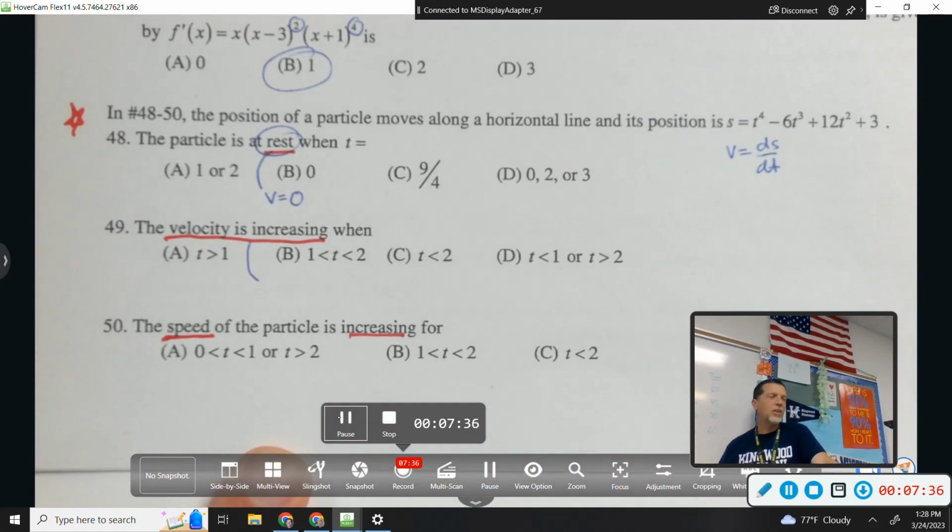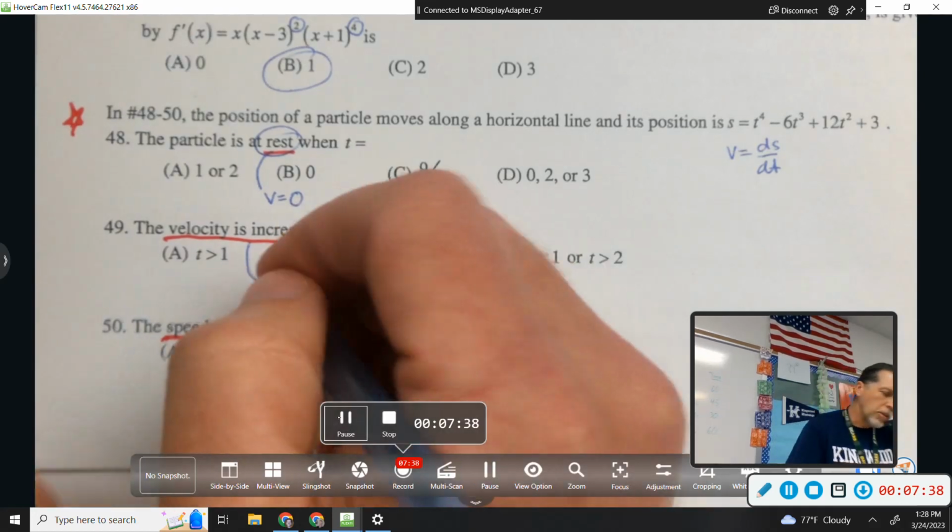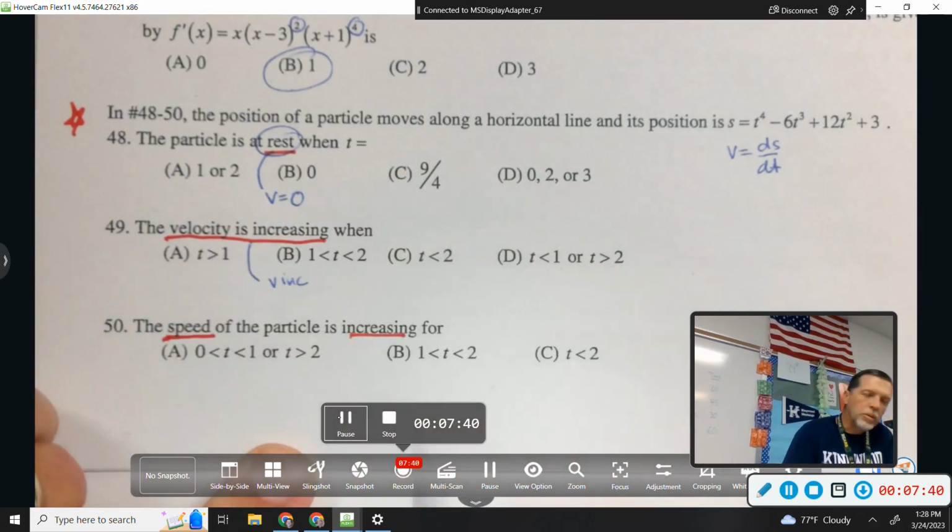Velocity is increasing. What does that mean we're looking for? Or when would that be true? Positive. The derivative of the equation. Okay, but positive v doesn't necessarily mean it's increasing, right? You could be approaching a light and slowing down. Your velocity is positive, but it's decreasing. When acceleration and velocity are the same. Oh yeah.